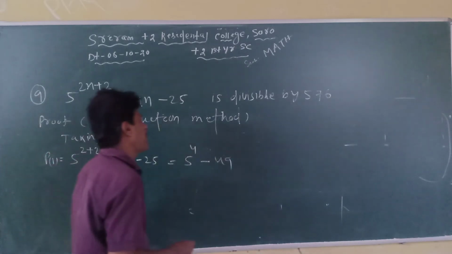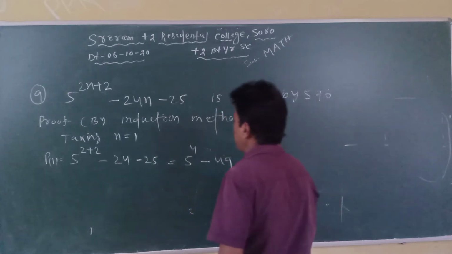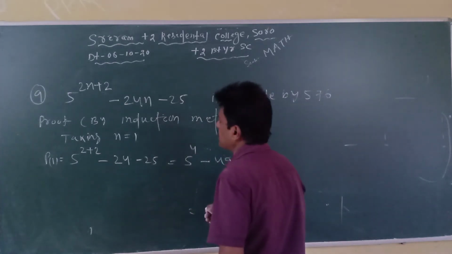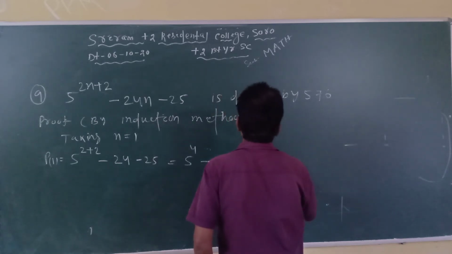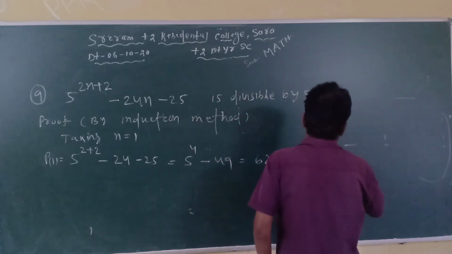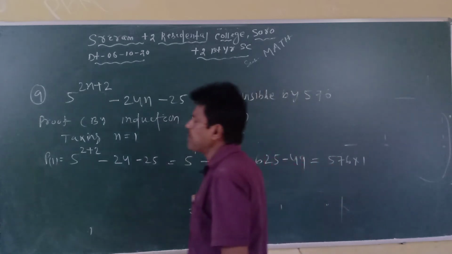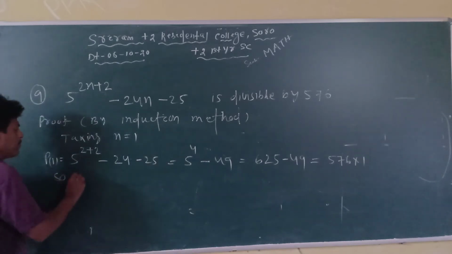So 5 to the power 4: 5 into 5 is 25, the cube of 5 is 125, and 5 to the 4 is 625. 625 minus 49 is equal to 576 into 1. So it is divisible by 576, no doubt, because 5 to the power 4 minus 49 is 576, and 576 is divisible by itself. So P1 is true.